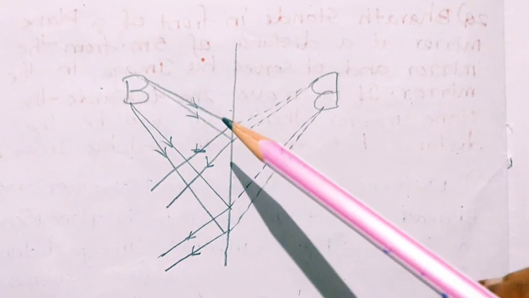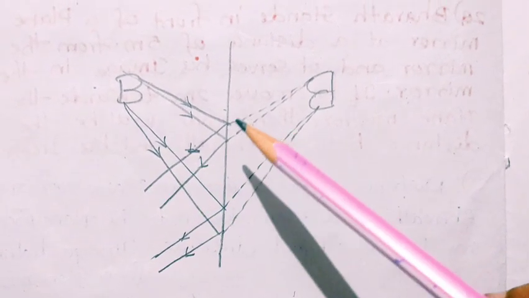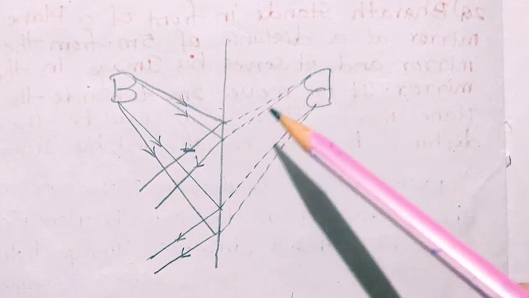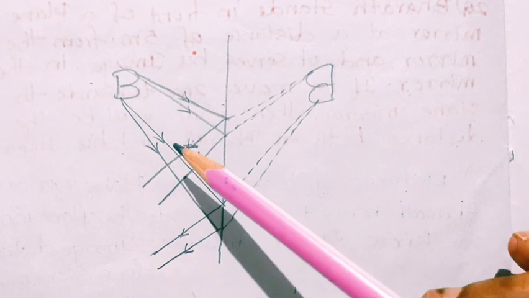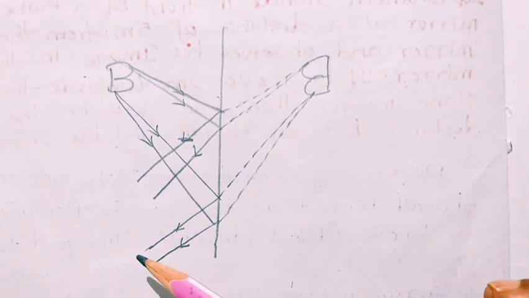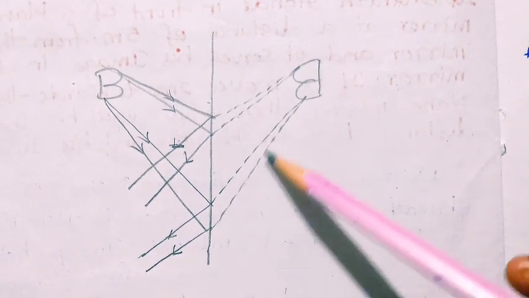So, the incident rays get reflected like this, and it appears in the plane mirror like this. And the rays coming from the bottom of the B get reflected like this, and they appear at the bottom.